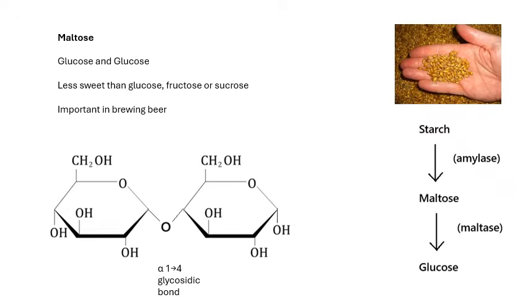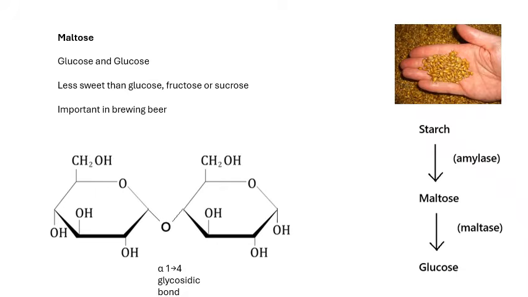Next is maltose, and maltose is a glucose and glucose joining together. It's less sweet than glucose or fructose or sucrose. It's important in brewing beer. I'm not going to give you a lesson on how beer is made, but basically you get the grains of barley and you let them germinate, and at some point the starch in the barley is broken down into maltose, and that gives the beer a lot of flavor when that ferments.